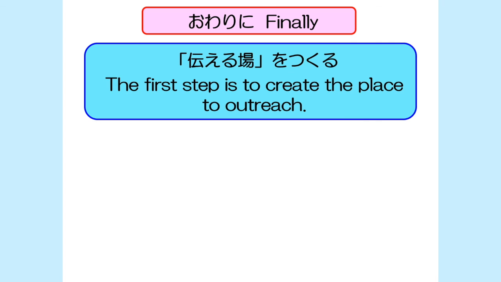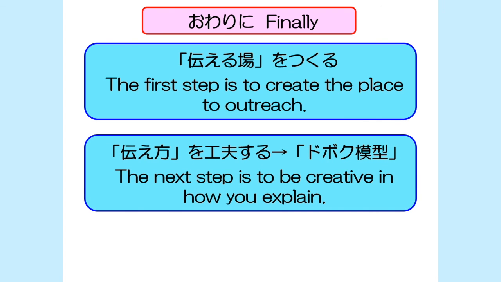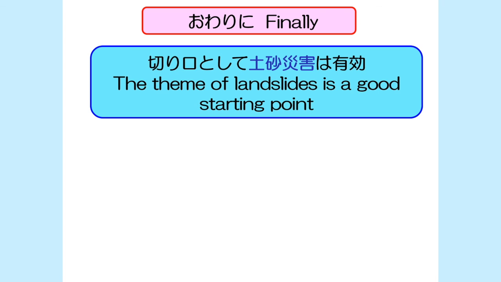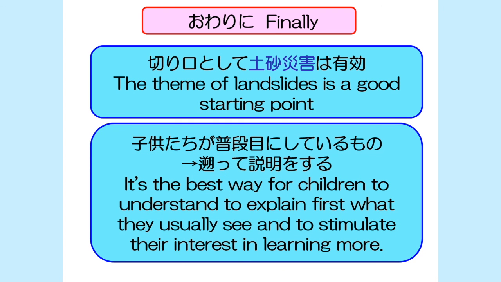Finally, I'll summarize what we need for outreach. The first step is to create the place to do outreach. The next step is to be creative in how you explain. The theme of landslides is a good starting point. It's the best way for children to understand, to explain first what they usually see, and to stimulate their interest in learning more. If we never talk, they never know.